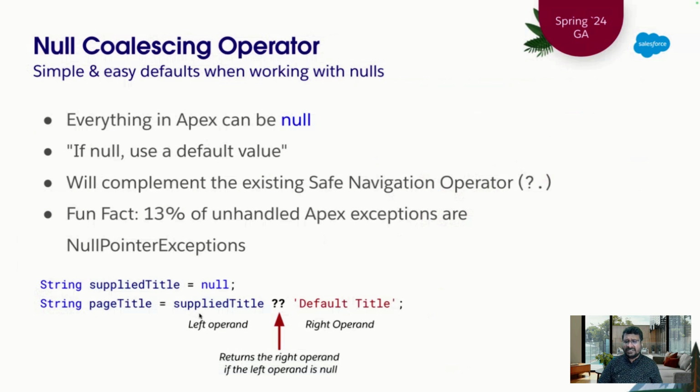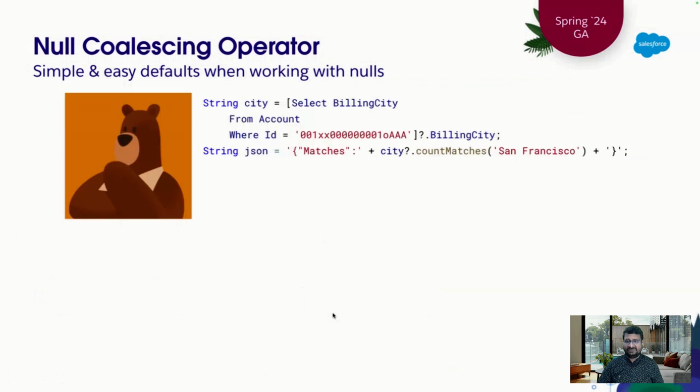The syntax is pretty simple, as you can see at the bottom here. You'll be using a double question mark. This is the operator that you're going to use. For instance, I'm assigning supplyTitle to pageTitle. If supplyTitle is null, it is going to take some default value from the right side. Let's see it with an example.